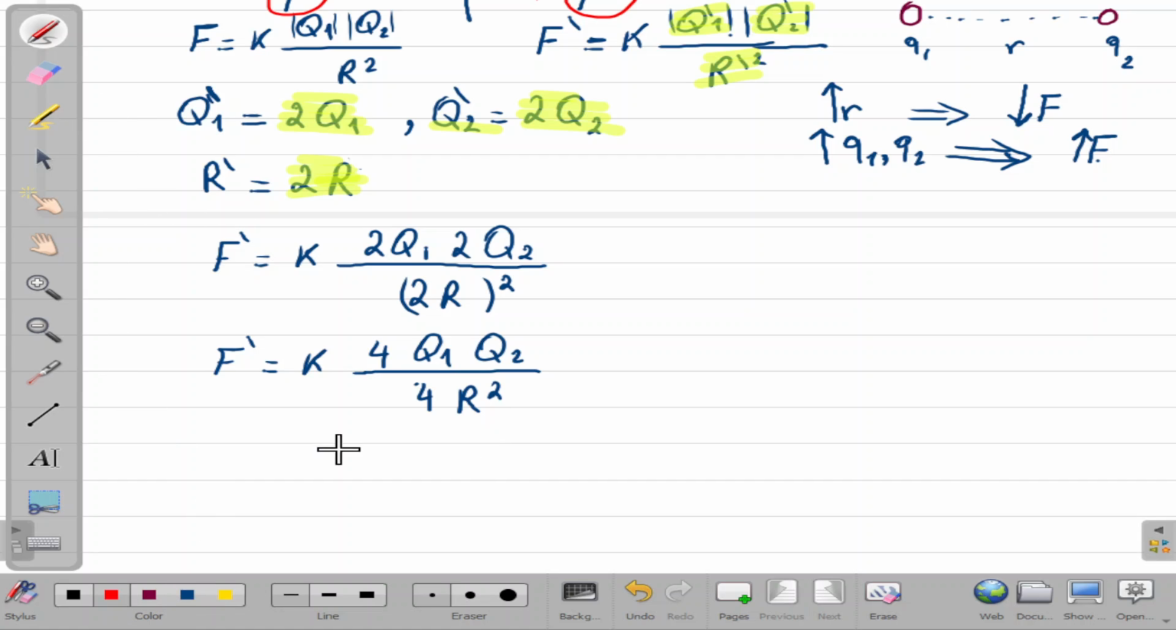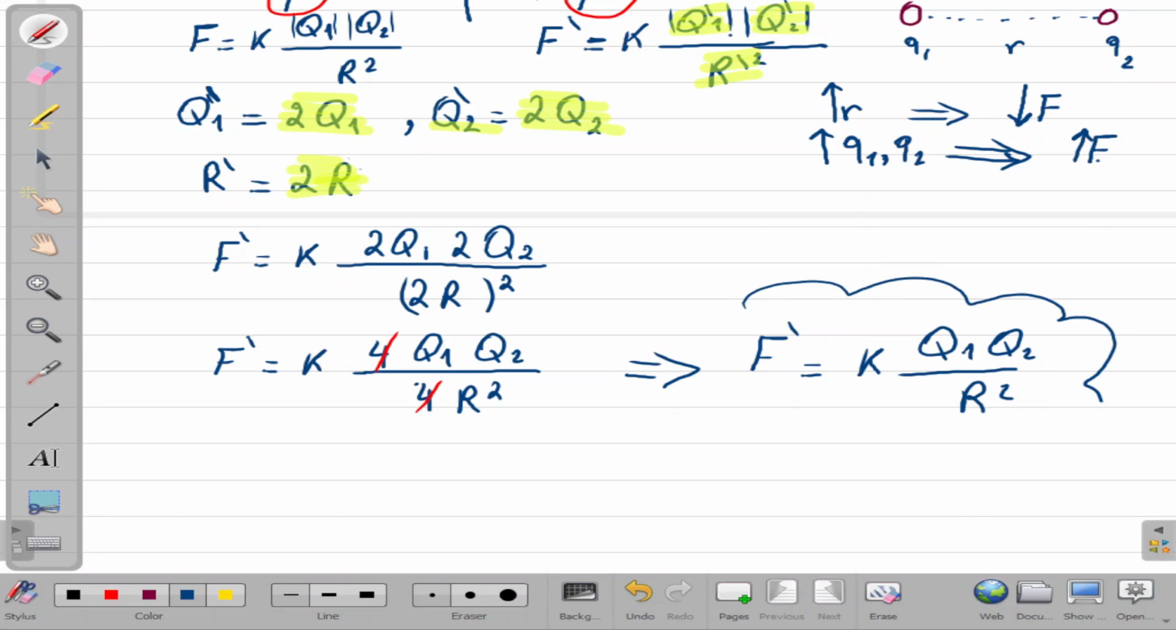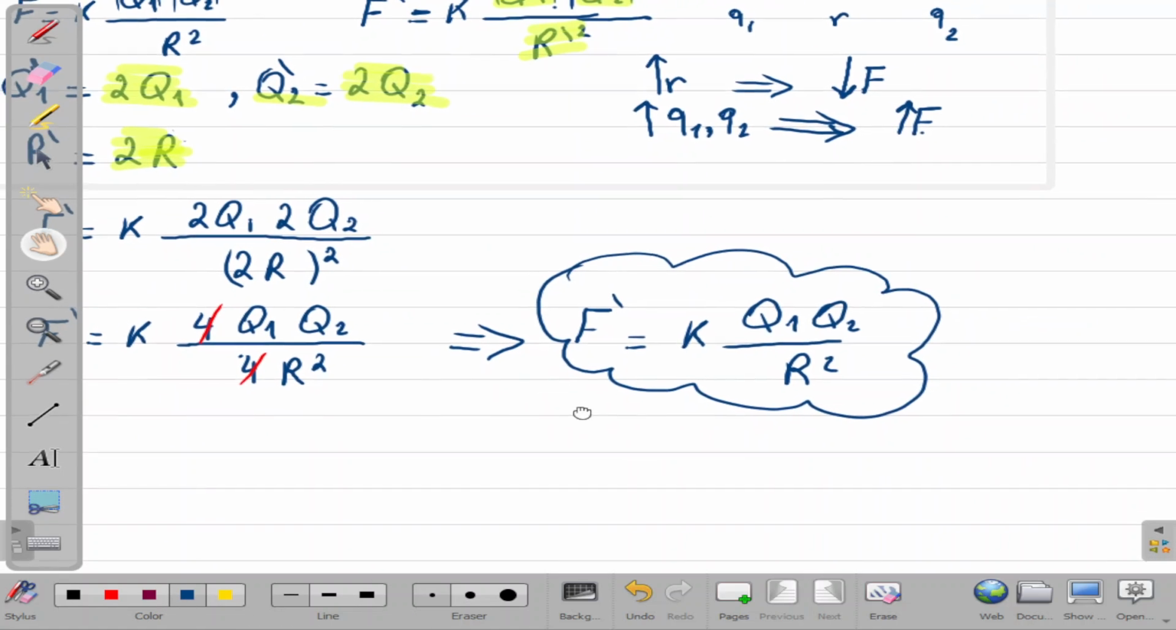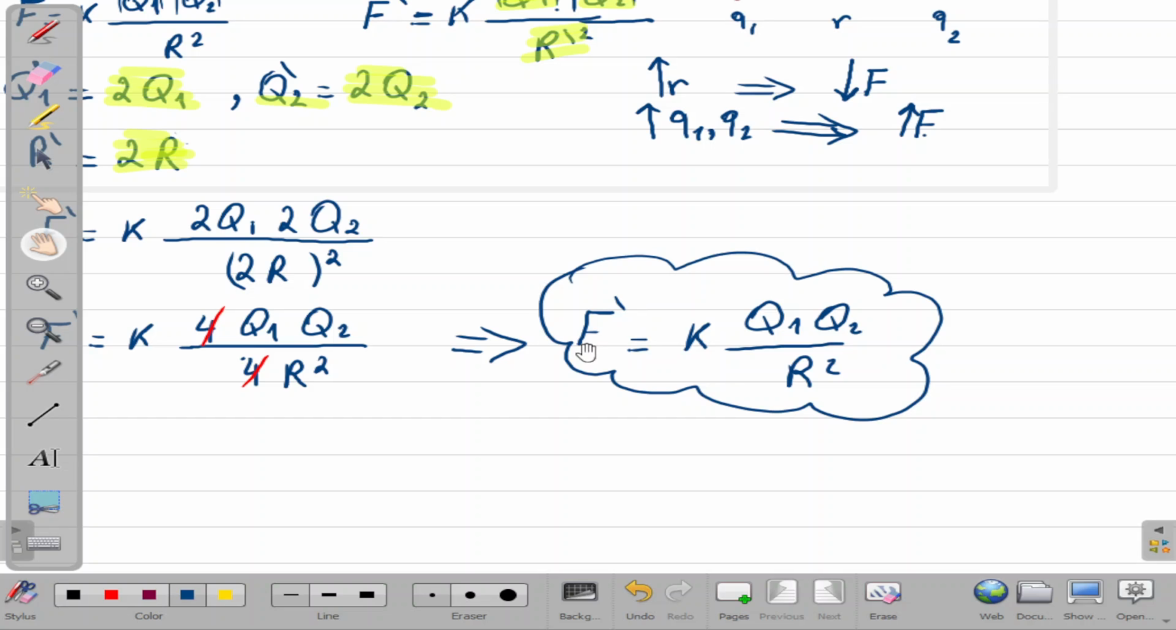Now, the 4 over 4 can be cancelled out because it's equal to 1. And therefore, F prime is equal to K Q1 Q2 over R squared. So we figure out that the new force, if you want to find it, you can also calculate it by using this formula, K Q1 Q2 over R squared.